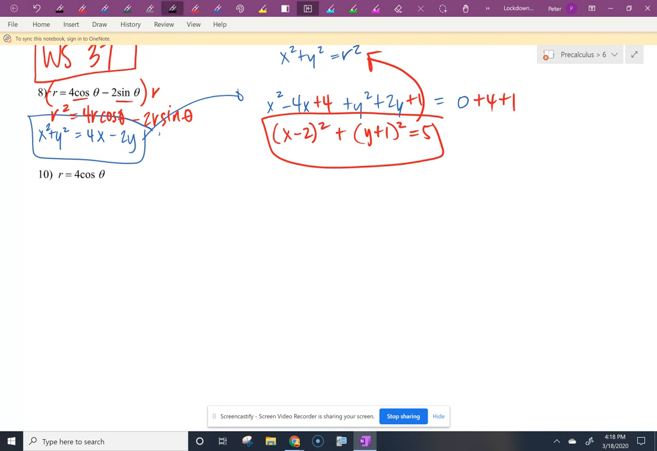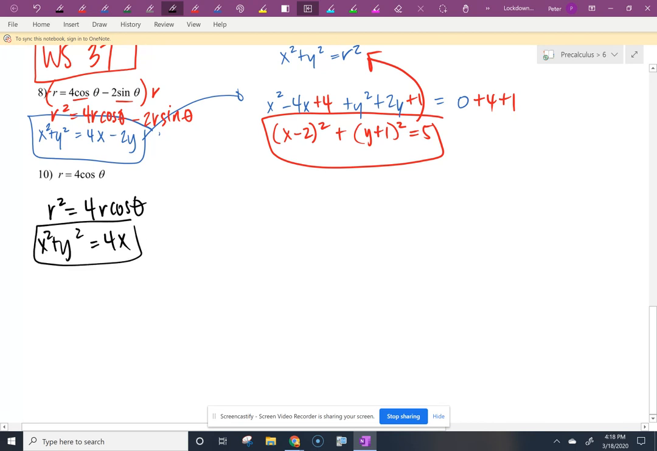I might as well crack number 10 right now because it's going to be the same thing. Multiply both sides by r, you're going to get r squared equals 4r cosine theta. And then I'm going to do x squared plus y squared equals 4x. And again, that looks pretty good. However, it is kind of bad manners because some people will see that as a circle, but they don't really know where the center is, what the radius is. So let's help them out.